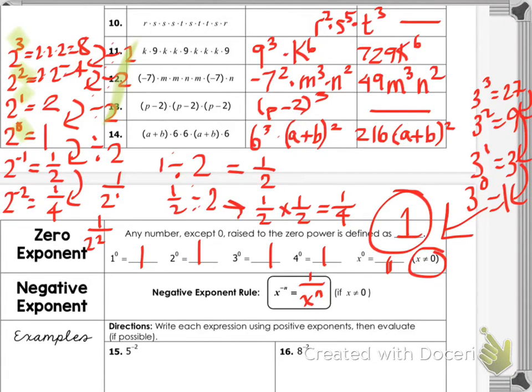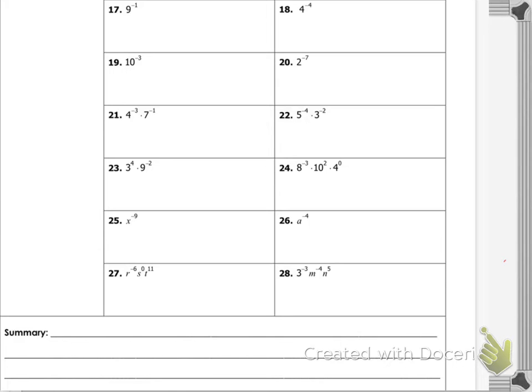All right, let's take a look here. 5 to the negative second power is going to be the same as 1 over 5 to the second power. What is 5 to the second power? 25, so we end up with 1 over 25. For the next one, we have a negative exponent, negative 2, so remember we can write this as 1 over 8 to the positive second power, which is going to give us 1 over 8 times 8, which is the same as 1 over 64. Moving on to 9 to the negative first power is the same as 1 over 9 to the first, which is the same as 1 over 9.